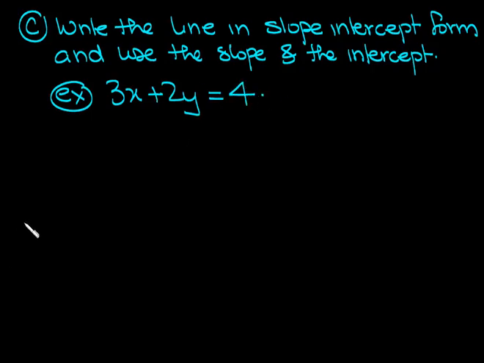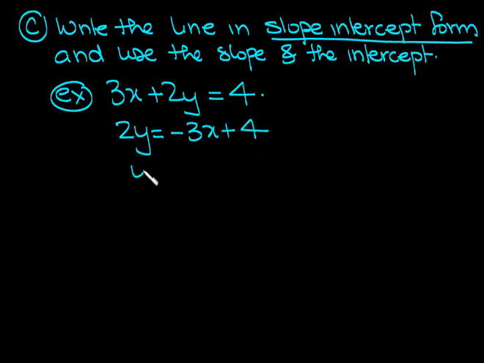We need to isolate y to get it into slope-intercept form. So let's move the 3x over. So you get negative 3x plus 4, and you divide by 2 on everything. So we get 3 over 2x plus 4 divided by 2 is just 2.